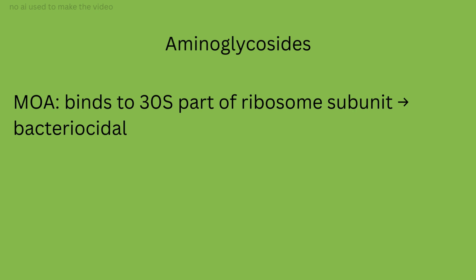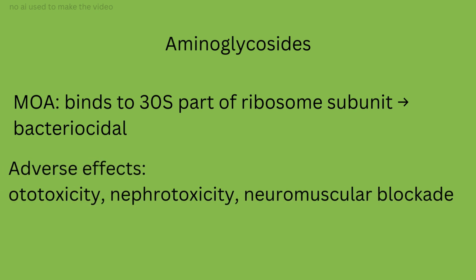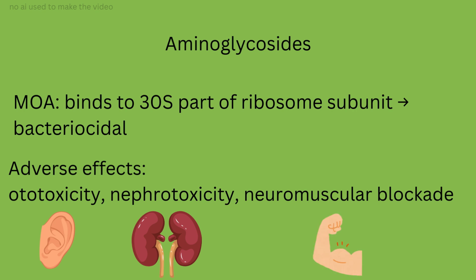And the third is aminoglycosides. They bind to the 30S ribosome and stop its synthesis by misreading of mRNA, and they are bactericidal in nature. Their adverse side effects are ototoxicity and nephrotoxicity as well as neuromuscular blockade.